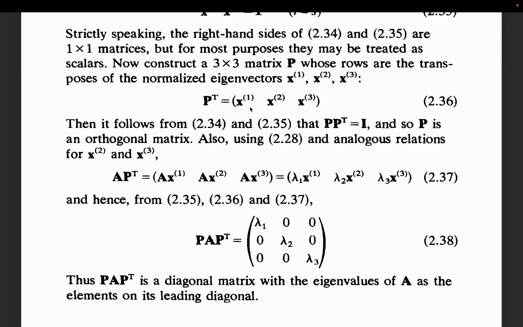So writing the eigenvectors along the columns of a matrix, act the chosen matrix on it, and take the transpose of the constructed matrix, then you get the eigenvalues along the diagonal.